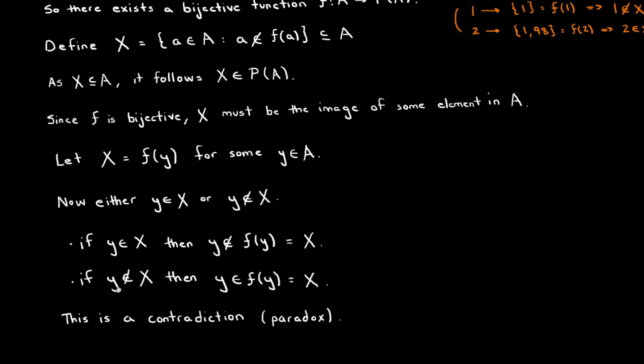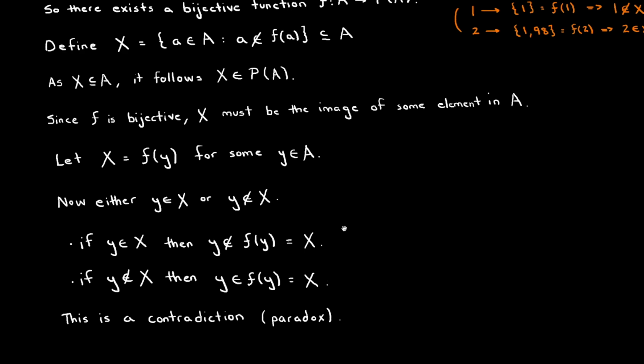Let's suppose that y is not an element of the set X. Then that means that y does not satisfy this condition. Well, if it does not satisfy this condition, then y must be an element of its image. So that's what I've written over here. y is an element of its image. And what is f of y? Well, again, that happens to be X. So we started with y is not an element of X, but we ended up with y is an element of X. So we got a contradiction again.